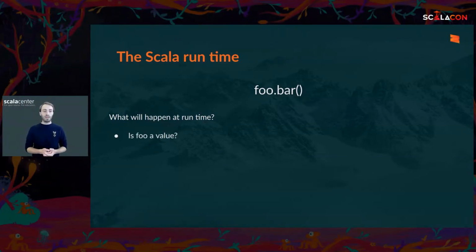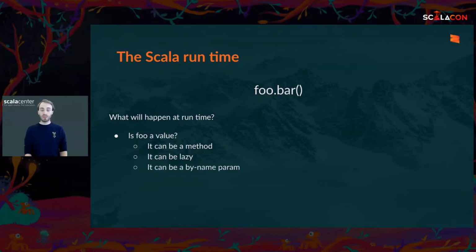Let's try to make a few hypotheses. Can we say that foo is a value? So maybe, yes, foo could be a value, but it can also be a method. In such case, we need to evaluate it. Or it can be a lazy value that we need to initialize. Or it could even be a by-name parameter that we also need to invoke.